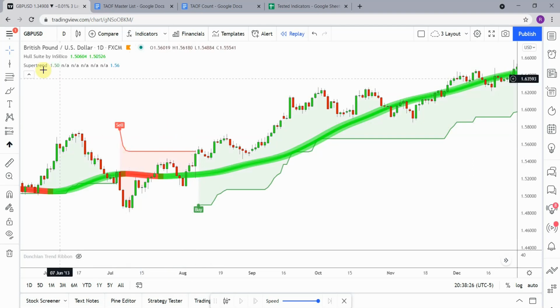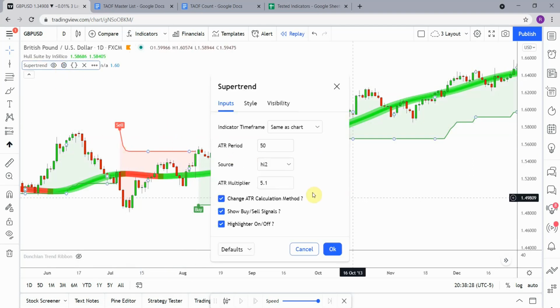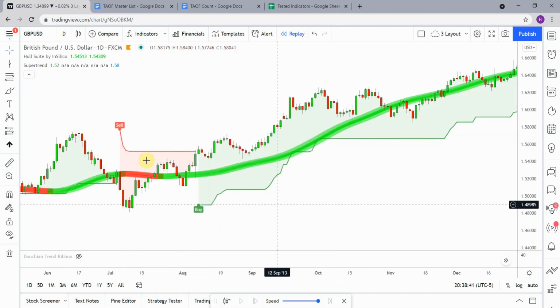Then we have the super trend. Super trend stays on the default settings, I believe. I don't think we changed this one, could be wrong. Anyways, here are the settings: 50, the high low 2, the ATR multiplier is 5.1. Now that I think about it, I think we did change that one from the default.